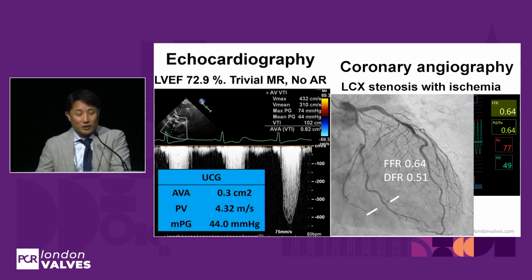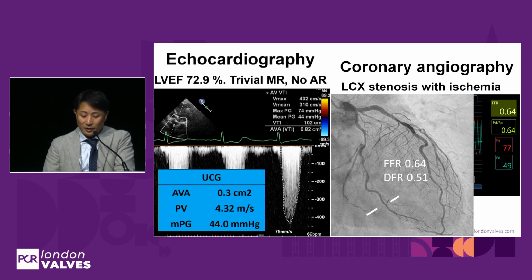So here are the echocardiography and the coronary diagnostic catheter. Obviously the aortic stenosis shows a mean pressure gradient of 44 with preserved ejection fraction, EF is 72.9. And the coronary artery shows significant stenosis with significant ischemia in the LCX artery.